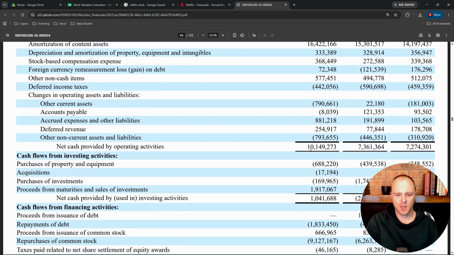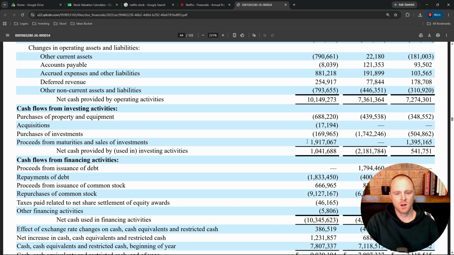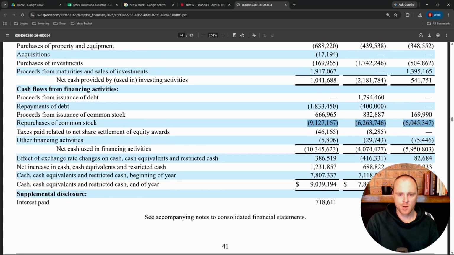What else have they been doing with that money? They've got some things here with purchase of investments, things like that. But the majority of their money has been going back into repurchases of common stock. And so that would be a really good time to be buying this stock back recently because it is undervalued. We're about to go through that.